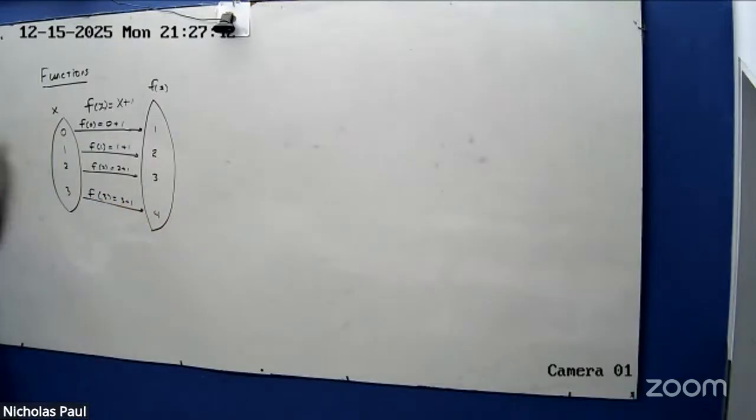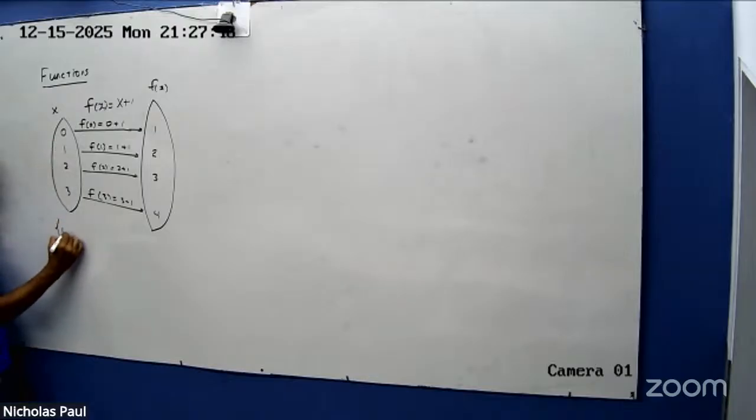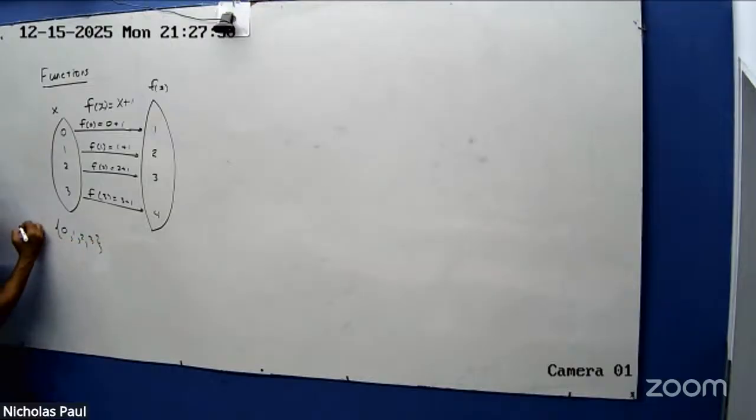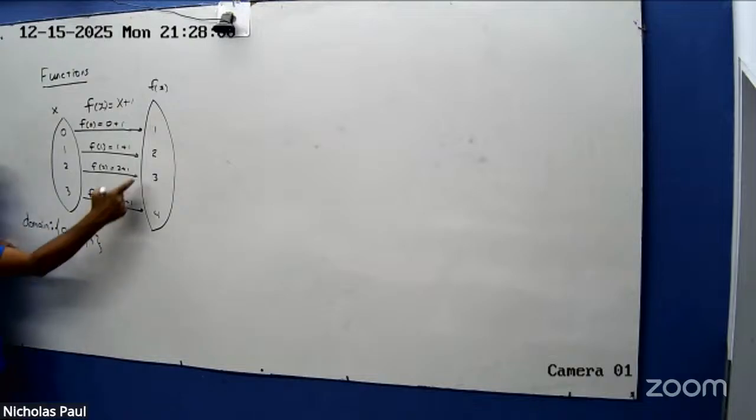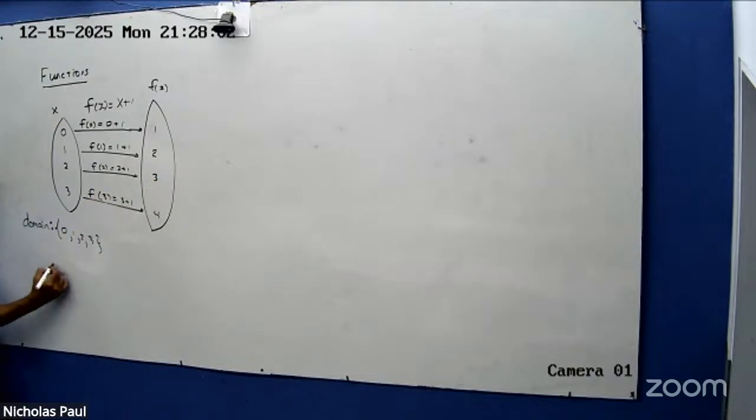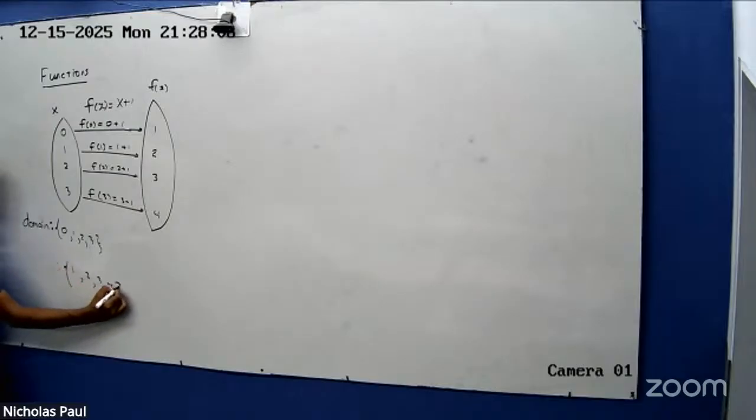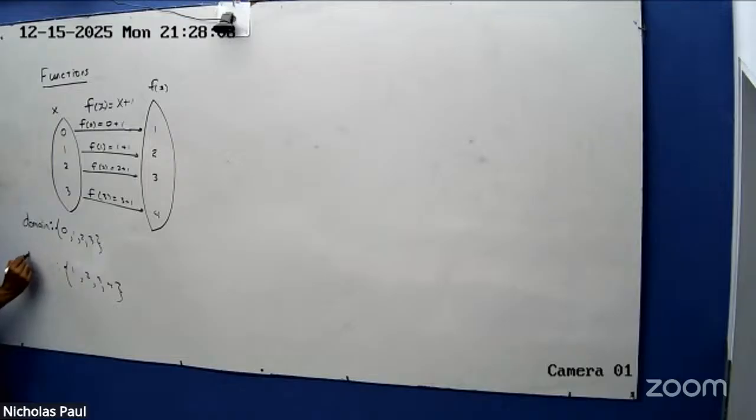All of these values have names, right? All these values here, 0, 1, 2, 3, we call these values your domain. All these values here, 1, 2, 3, 4, we call all these values their range.